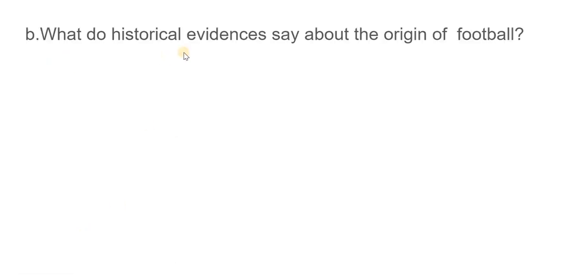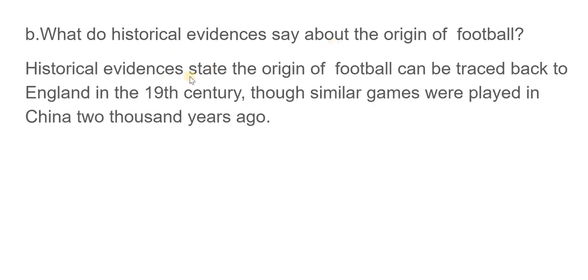Next, question number B. What do historical evidences say about the origin of football? Historical evidences state that the origin of football can be traced back to England in the 19th century, though similar games were played in China 2000 years ago.